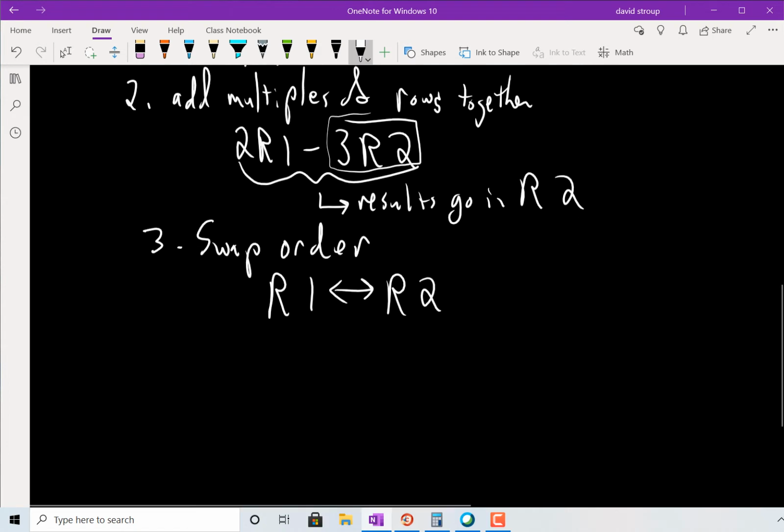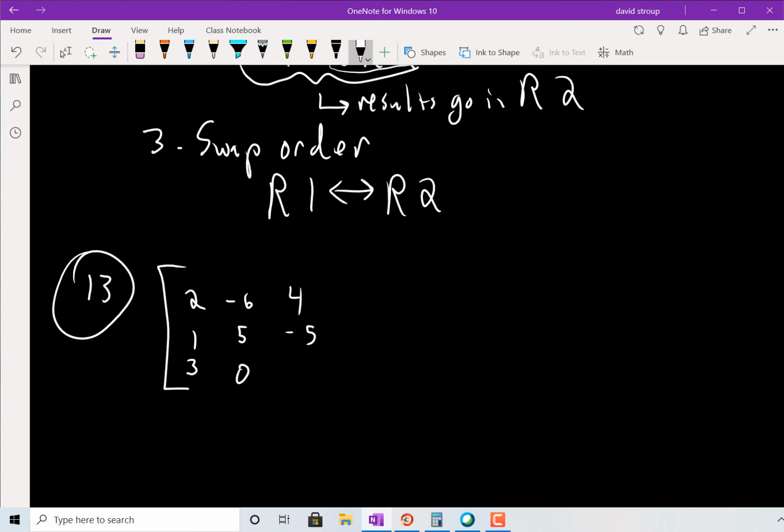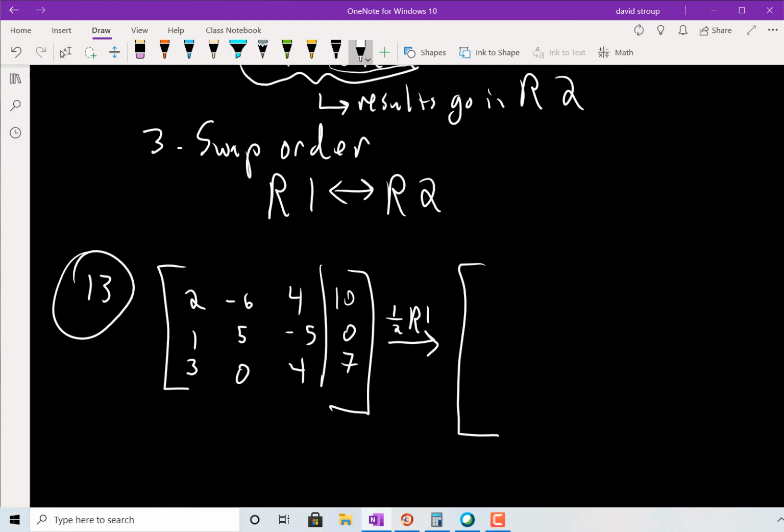Then we'll apply it to solve the system of equations. So number 13, we have an augmented matrix given: 2, 1, 3, -6, 5, 0, 4, -5, 4, and then 10, 0, and 7. And the book wants us to multiply row 1 by 1/2. It's as easy as you think.